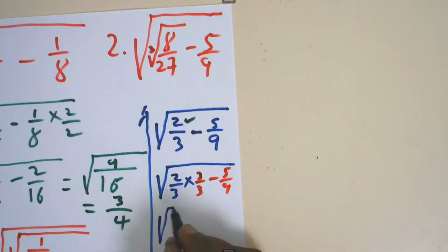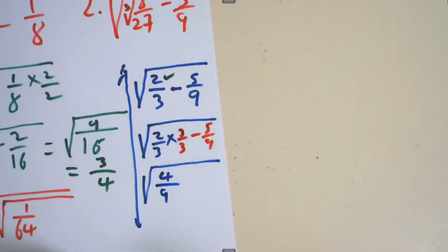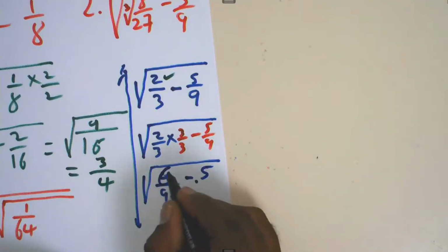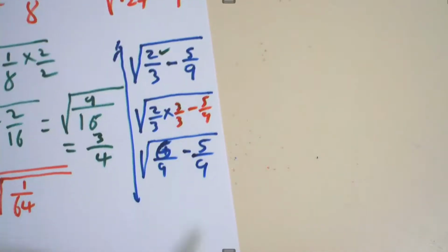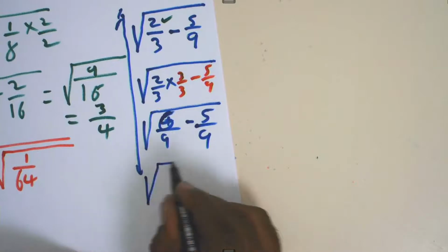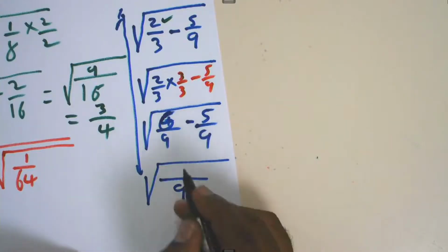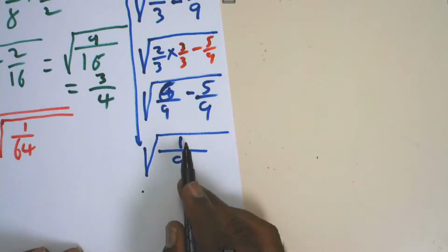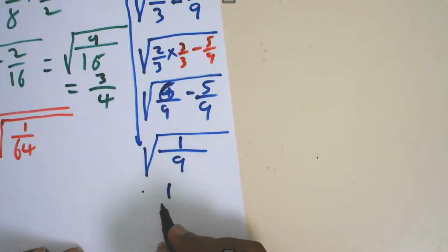All right? 2 multiplied by 2, 4 over 9. And then minus 5, it's 6 over 9. 6 over 9 minus 5 over 9. 2 by 3 is a 6. Okay? We've got commonality here, your LCM, which is 9. 6 minus 5 is a 1. Now that question stands again. What number makes 1 a square? It's a 1. What makes 9 a square? It's a 3.